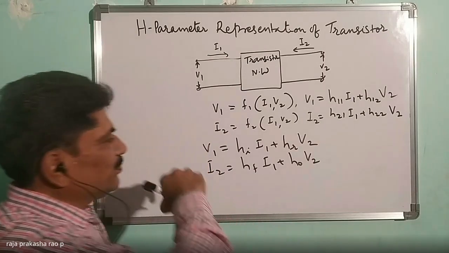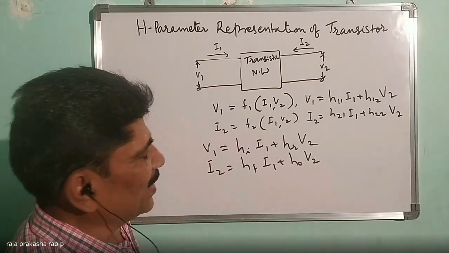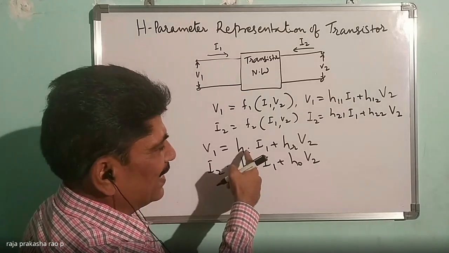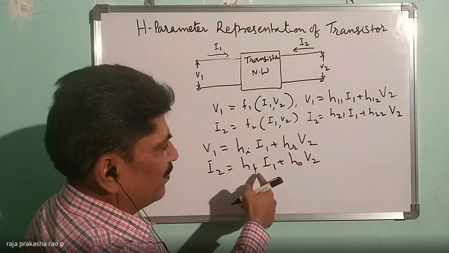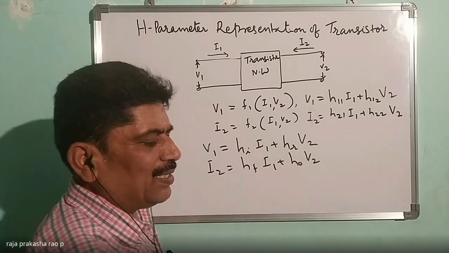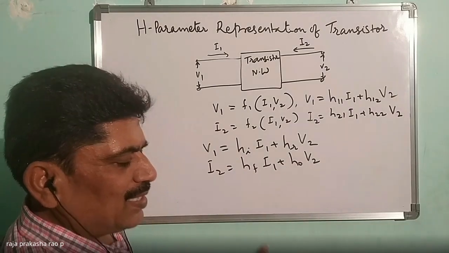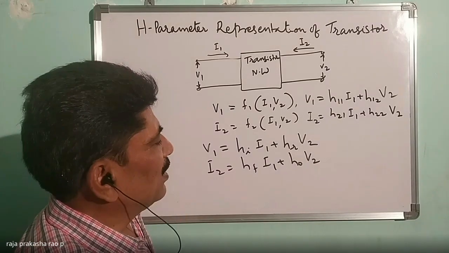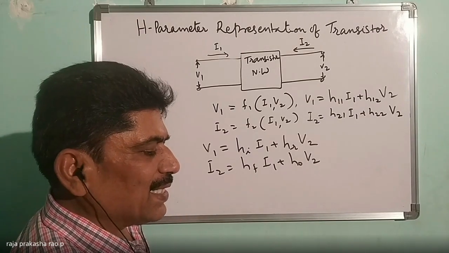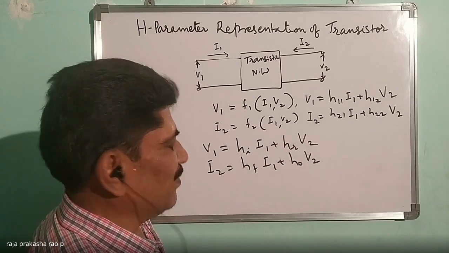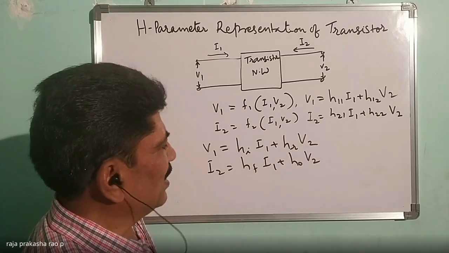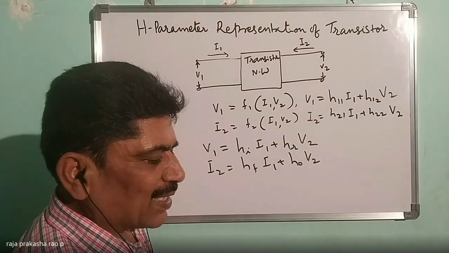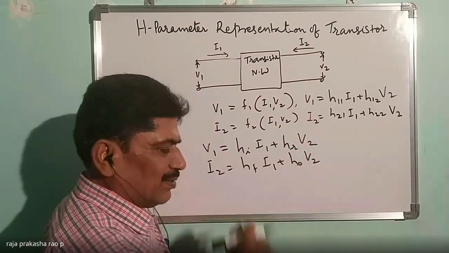If the transistor is a common emitter transistor, you just add suffix E to these H parameters, that is HIE, HRE, HFE and HOE will be the H parameters of the transistor whose configuration is common emitter. If it is common base configuration, then add suffix B to these H parameters. If it is common collector, you just add C.